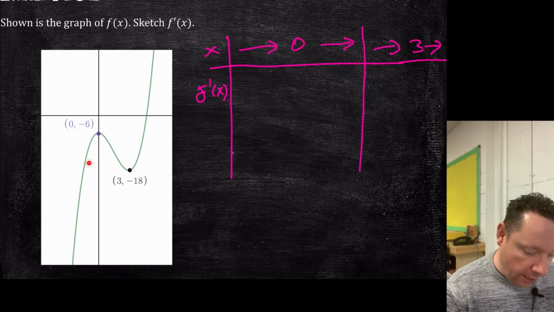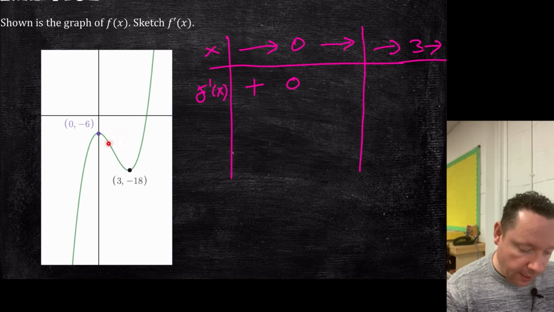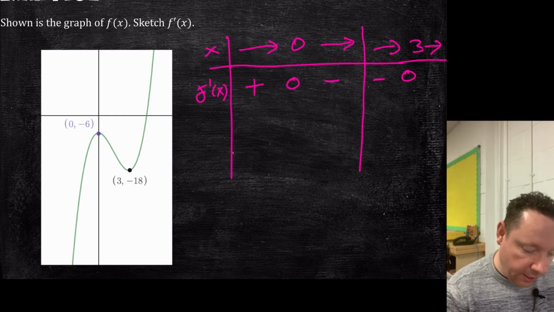Before 0, it is rising, so it's positive. At 0, it's 0, because it's a turning point, and then between 0 and 3, it's dropping back down again, so it's negative. Still negative here, I suppose. At 3, it's 0, and then after 3, it is rising again, so it's positive.